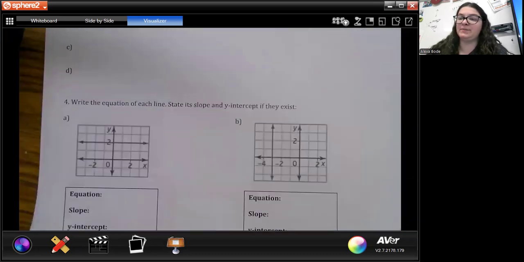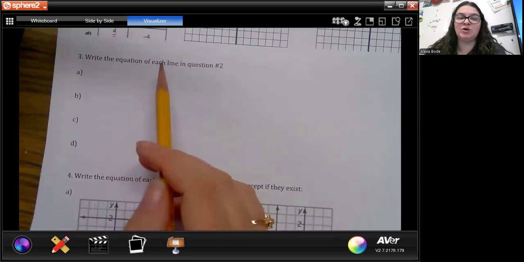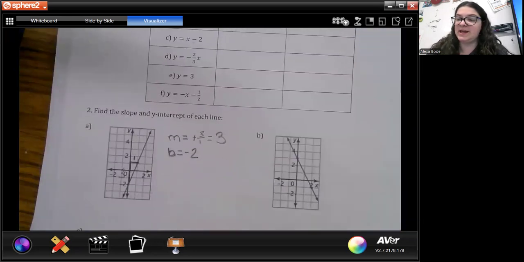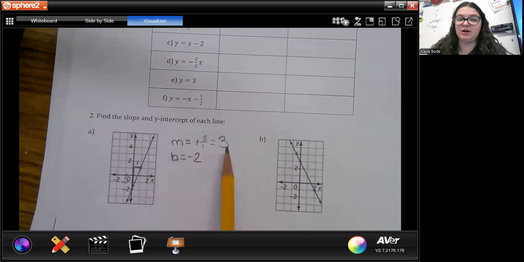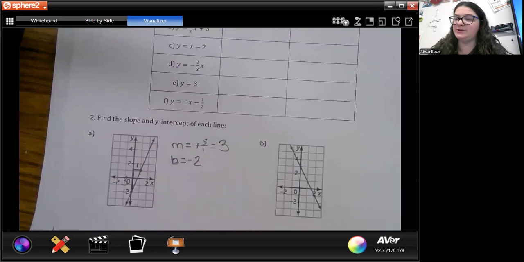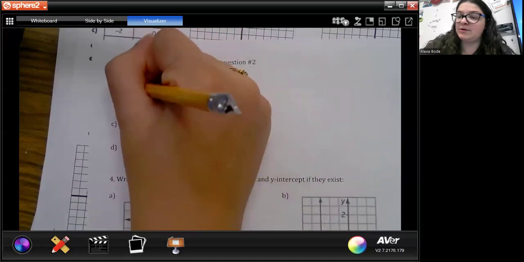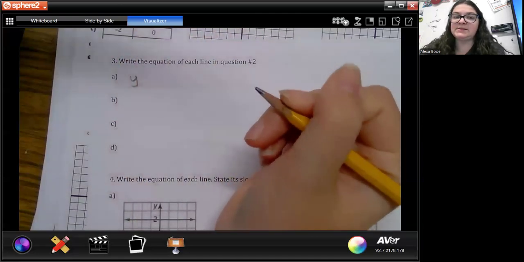Okay, the next page of your packet, it wants you to write the equations for all of the ones on the front. So you are going to have to flip back and forth. So I did A with you. We got 3 for our slope, -2 for our y-intercept. So our equation, remember, it's always y equals mx plus b.